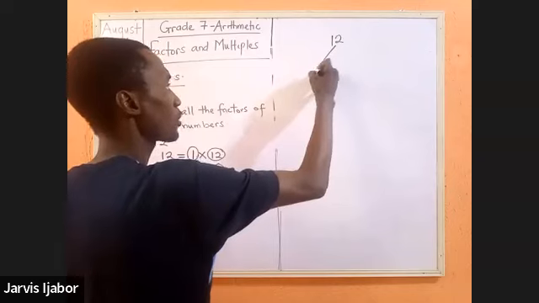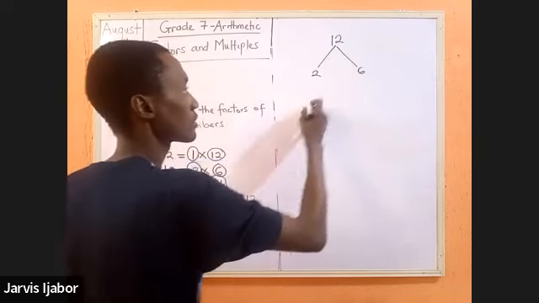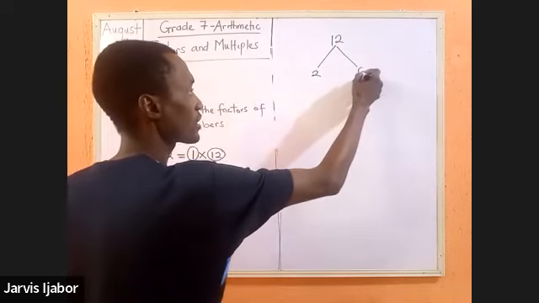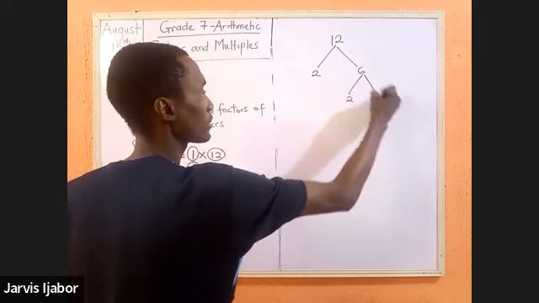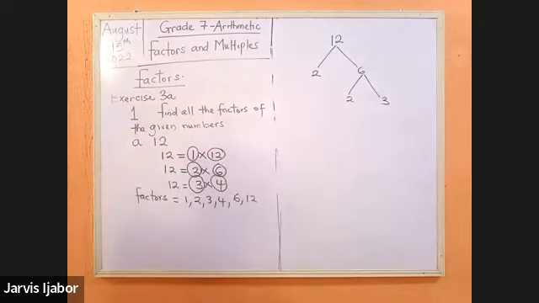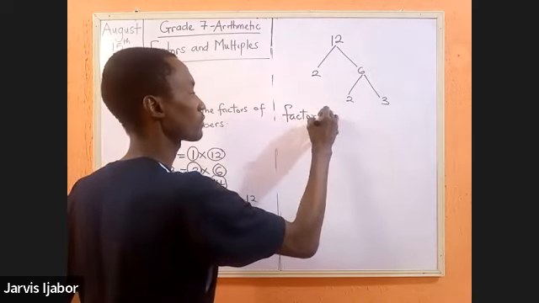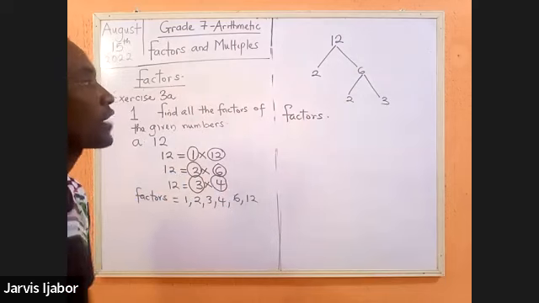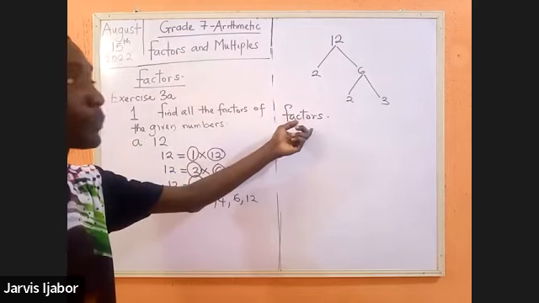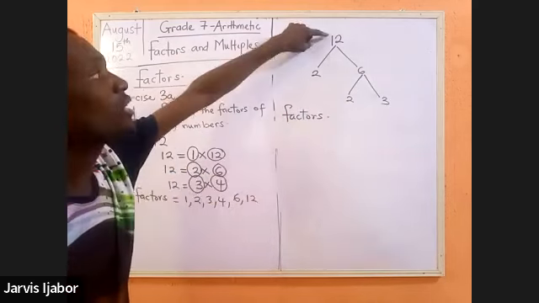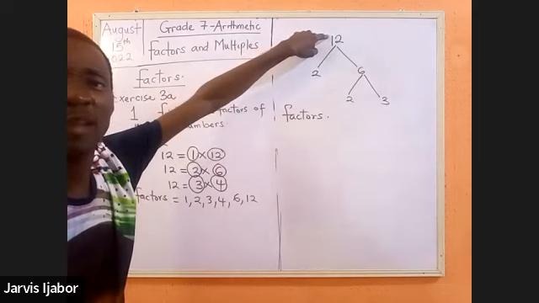I can break 12 to become 2 and 6. I can break 6 to become what? 2 and 3. Now, so the factors, if I'm using this method, how does this method work? Now, if I'm going to use this method, look at what will happen. The only reason 12 will exist is because 12 is multiplied by 1.